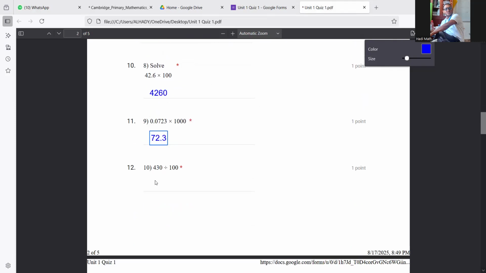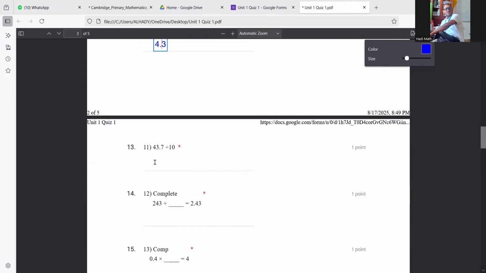This number, let's say divide by 100. It is 430. When you divide by 100, you cancel 2 zeros. But you have only 1 zero. What do you do else? Put the decimal point after 1 digit. It's 4.3.